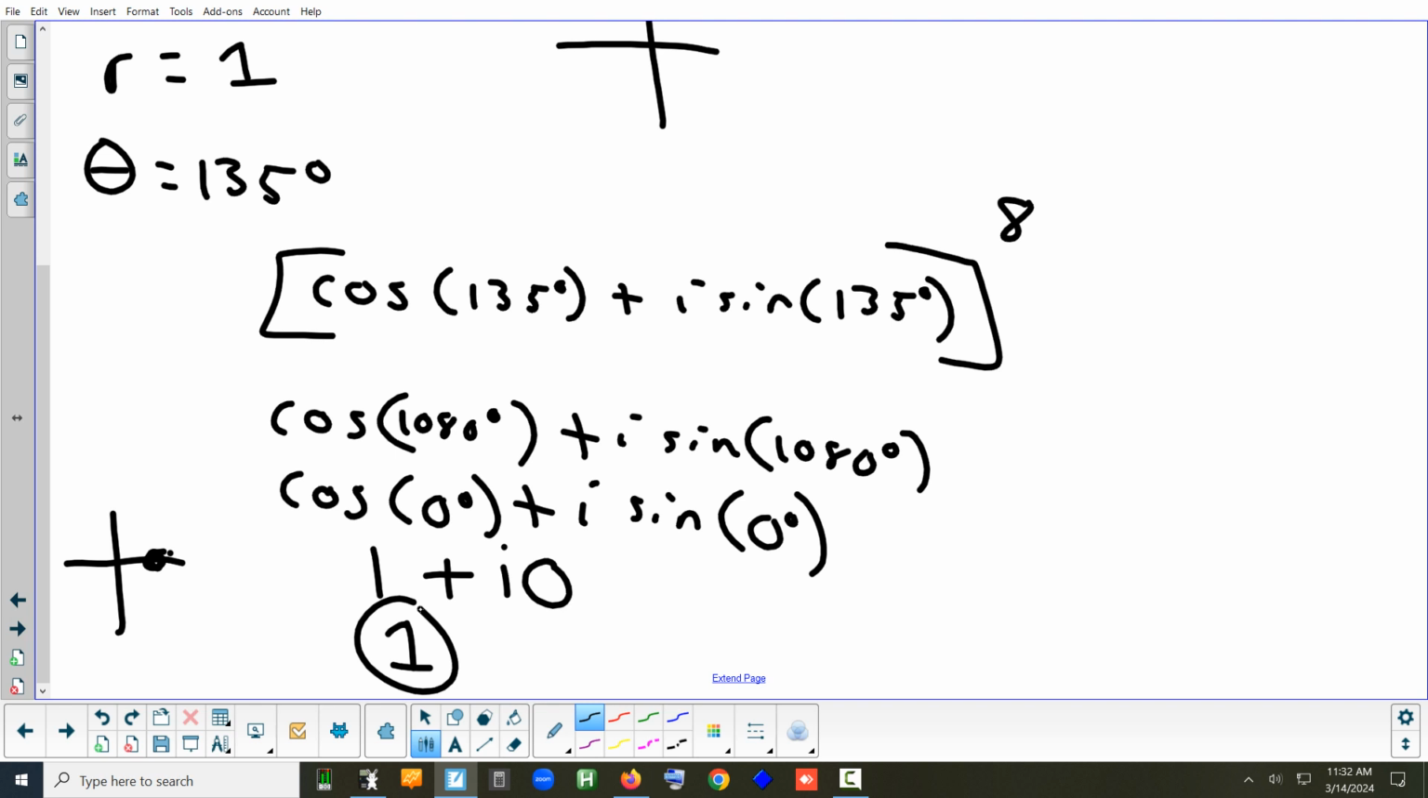Sorry, cosine of 0 I can understand, but sine of 0? The y value for the coordinate at 0 is 0. Okay, so the x value for 0 is 1, and the y value is 0. So that's the unit circle. On the unit circle, yes. Oh, okay.